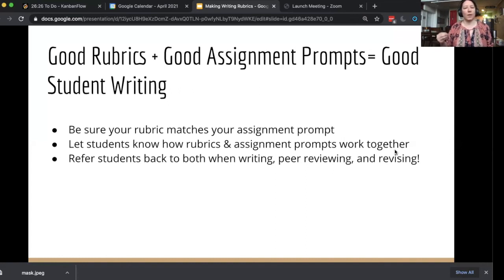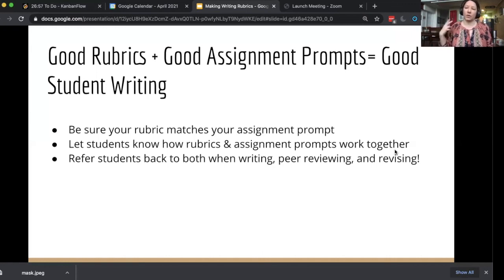So think about how your rubric works with your assignment prompt. Make sure it matches it. Make sure you're assessing the same things you're asking students to do on the assignment prompt. Make sure you're using the same vocabulary. Don't say context in the assignment sheet and then audience on the rubric. Make sure you're using the same words. And maybe that's where creating a glossary is a very helpful task for you and your students. Maybe that's something you can do together. What are the key words in this assignment? What are the key words in this rubric?